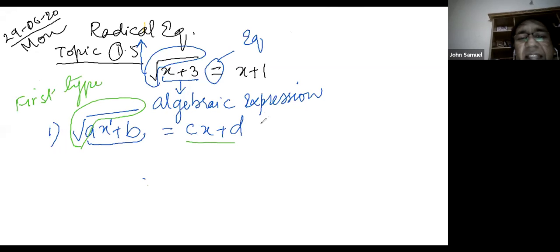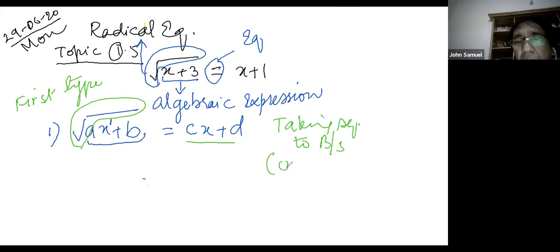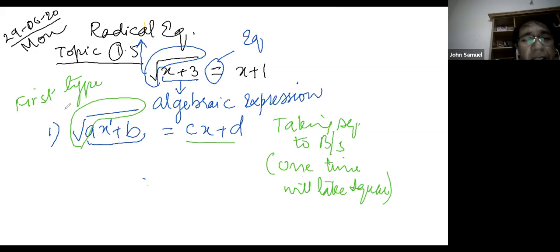In this type, we will simply take squares of both sides. One time we will take the square while solving this equation.